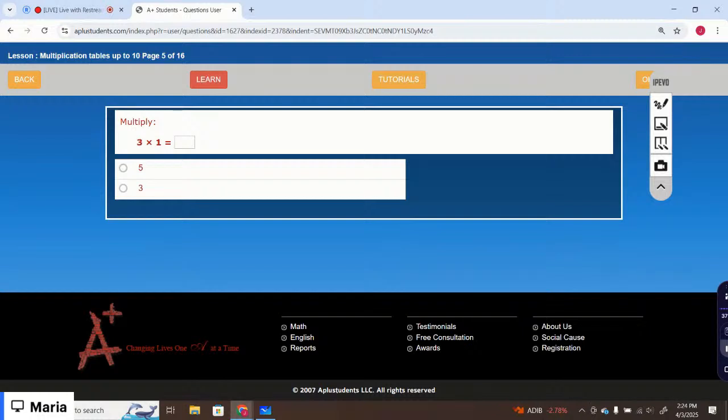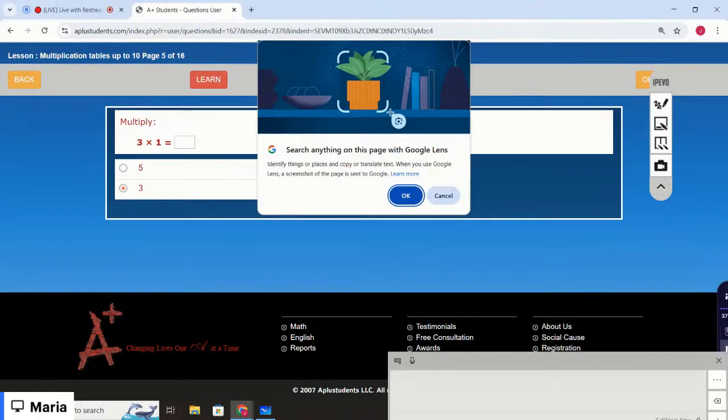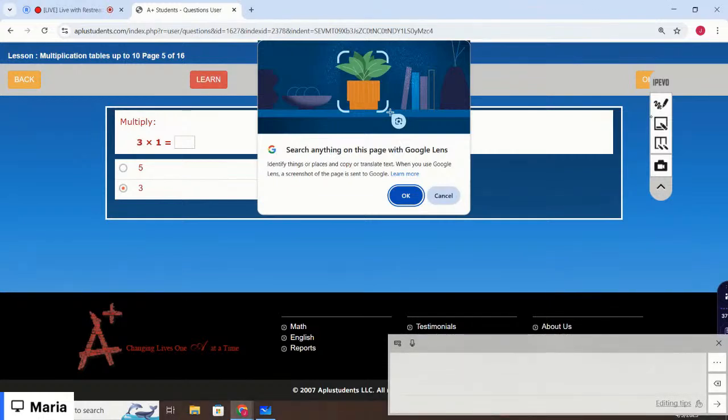3 times 1 equals 3. Any number when multiplied by 1, the number stays the same, whatever number it is.